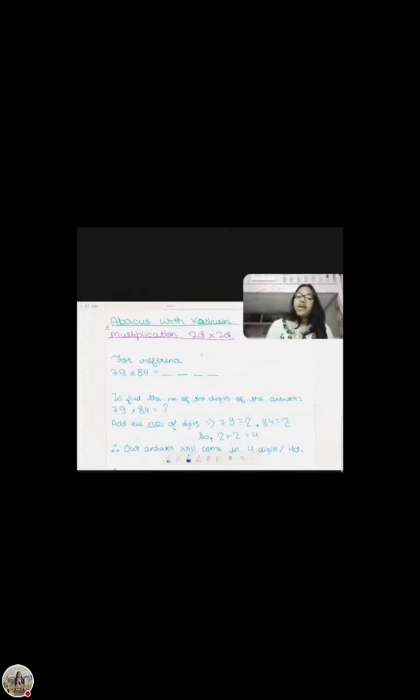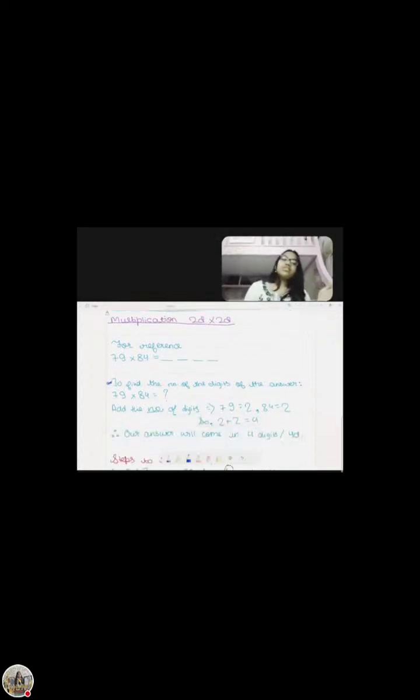Now first, we have to find in how many digits or in what number our answer will come. Okay. So here, what I've written is to find the number of the digits of the answer. So, as we have done in our previous things, that 2-digit multiplied by 1-digit, we do 2 plus 1, so we get 3-digit answer. Here also the same, but we are doing 2 plus 2 because our digits are 2 and 2. So our answer will be 4, as I have written here.